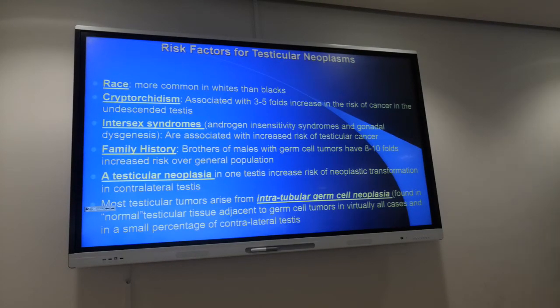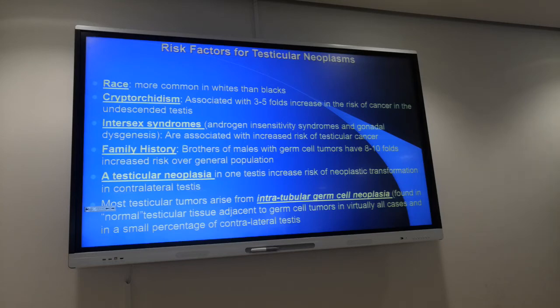Cryptorchidism, on the other hand, is associated with a 3 to 5 fold increase in the risk of cancer in the undescended testis. What's cryptorchidism? The failure of the testes to descend, right? Is there any time limit to this? Within what? Within a year, probably? 2 years. If I recall, I think the number is about 2 years.